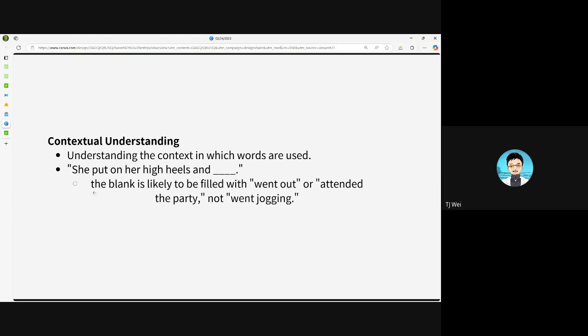So the blank is likely to be filled with something like "went out" or "attend a party," but not "when jogging," because high heels are not shoes you wear for jogging. You would probably wear sneakers, or if you like, go barefoot, which is more suitable for jogging than putting on high heels. So in order to auto-complete this sentence, the model preferably has some knowledge about what a high heel is to increase its chance of getting the correct answer.